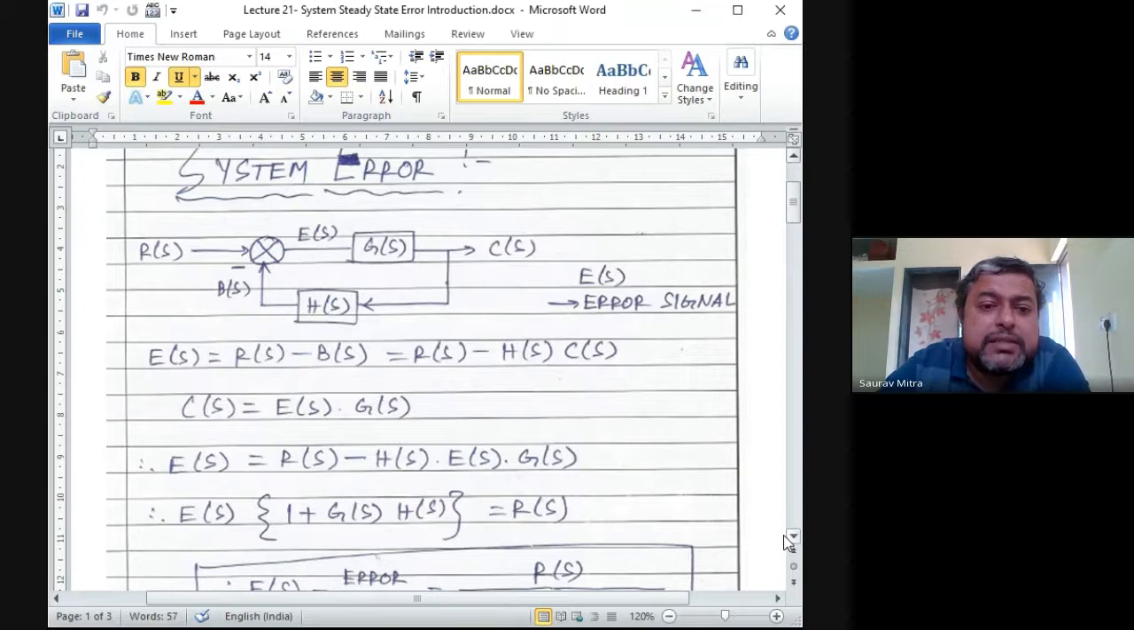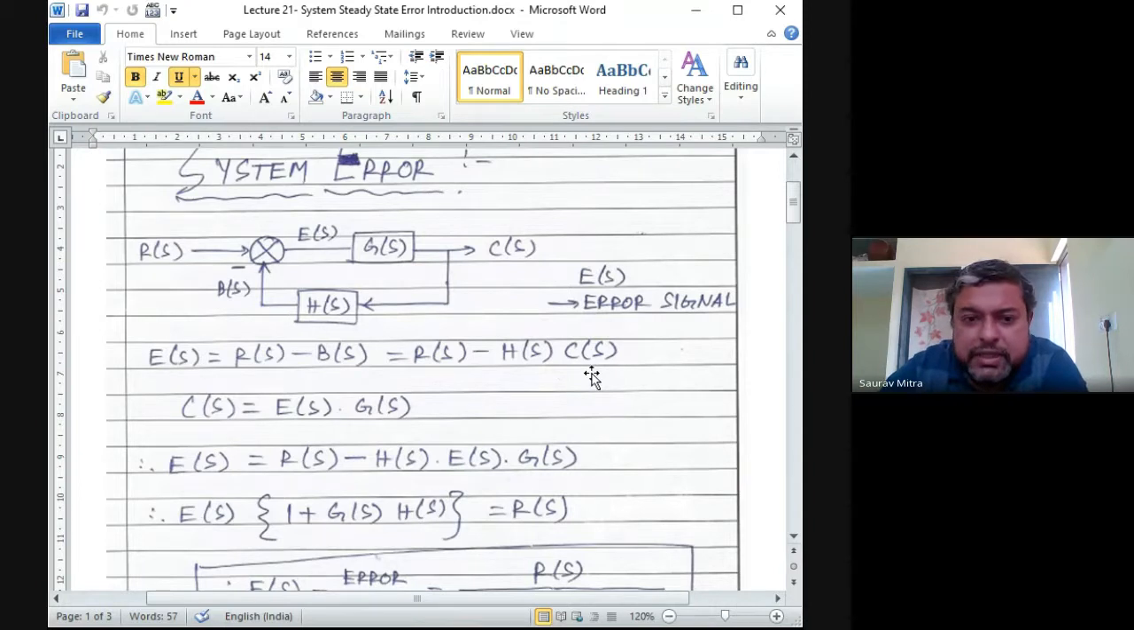And B(s) is equal to H(s) into C(s). So here the output is coming, and that is multiplied with H(s). So B(s) is equal to C(s) into H(s). So E(s) is equal to R(s) minus B(s), and B(s) is equal to H(s) times C(s). So E(s) is equal to R(s) minus H(s) into C(s).